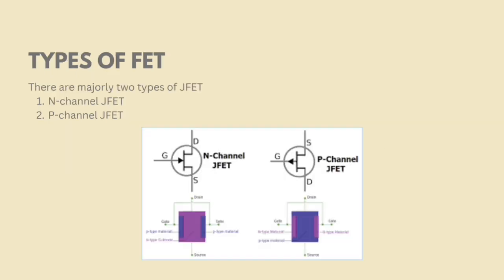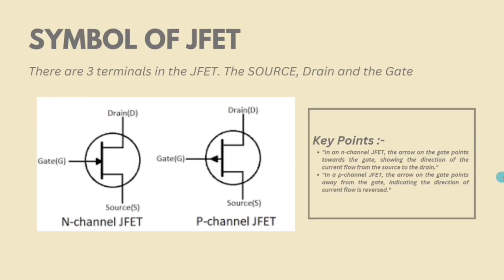JFETs can be further classified into two types, the N-channel JFET and the P-channel JFET. Here we can see the symbol for both N-channel and P-channel JFET. It is worth noting that in the N-channel JFET, the arrow points toward the gate, and in the P-channel, the arrow points away from the gate, showing the direction of current. Now let us take a closer look at these terminals one by one.